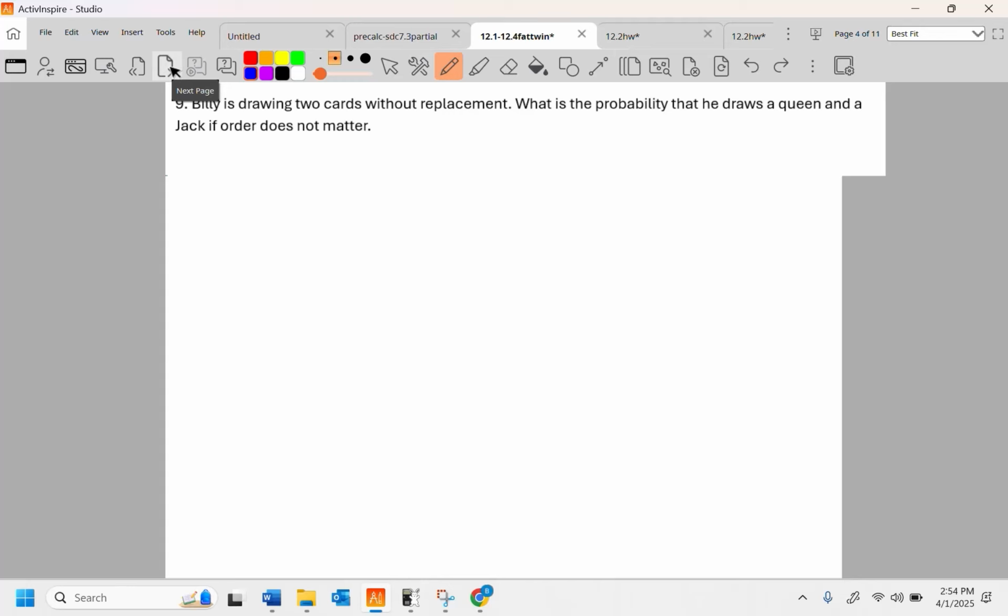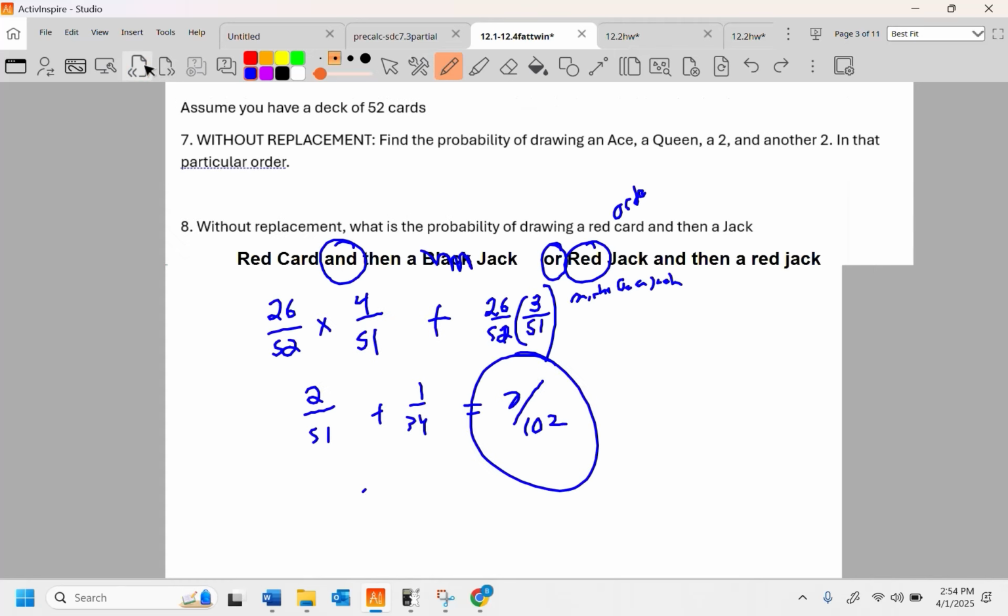Billy is drawing 2 cards without replacement. What is the probability that he draws a queen and a jack if order does not matter? Okay, let me go back to that one.